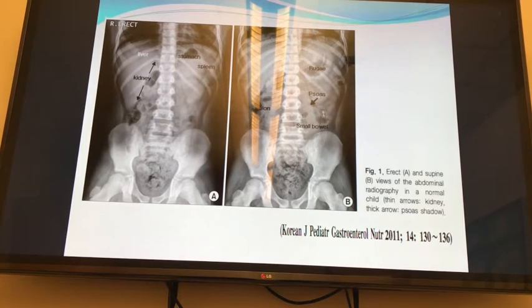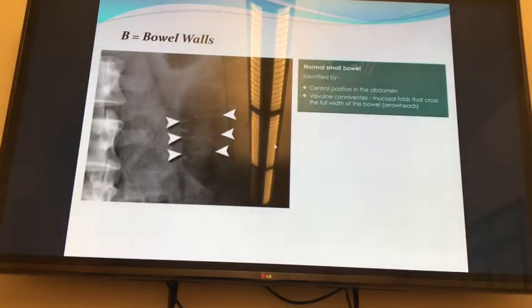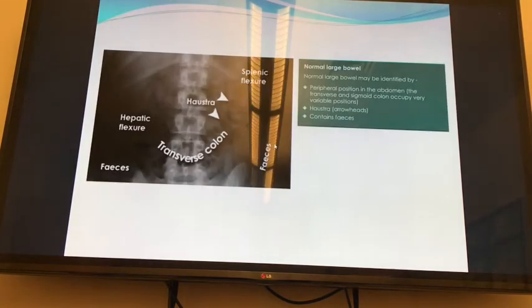These shadows here can be important, the psoas shadows. If you have, let's say, inflammation, you might lose this marking on one side or the other. But these are all subtle things. You can tell certain bowel patterns, whether it's small bowel or large bowel, by the gas patterns. The large bowel has the haustra, which are these transverse markings that you see there.